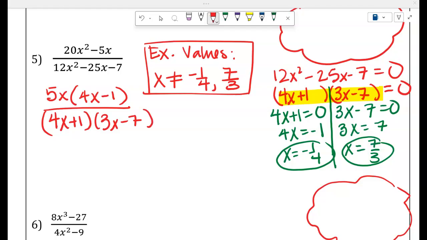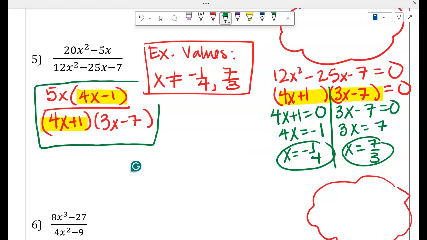So as you can see, the numerator has factors of 5x times 4x minus 1. Now this one right here, guys, looks so similar to this, but they are not identical. Since they are not identical, we cannot reduce them. So this is as far as we could go. They're not reducible at all.